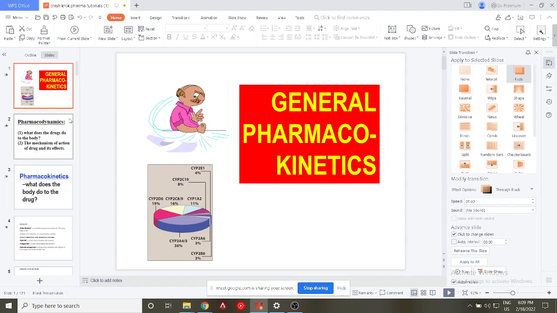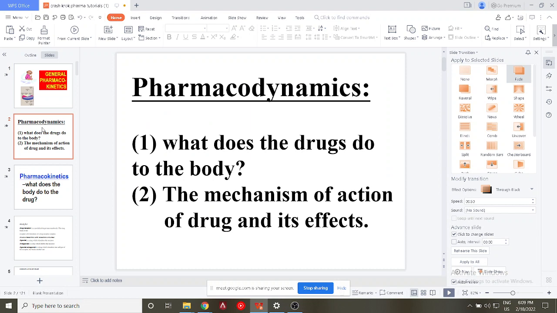Okay. So for the first part, we're going to be dealing with definitions of basic terminologies in pharmacology. The first terminology is pharmacodynamics. This simply means what the drug does to the body. So when you take a drug, what does the drug do to your body? For example, you take paracetamol and it cures your headache. So please memorize pharmacodynamics: what the drug does to the body.